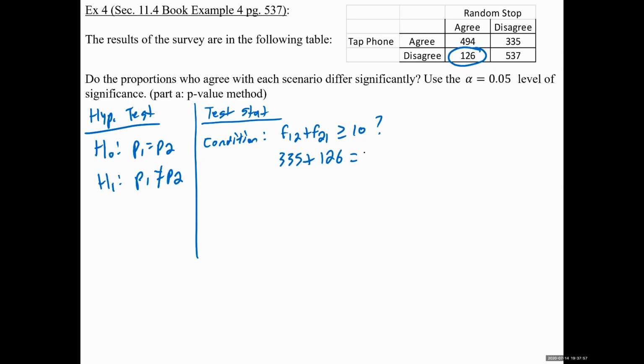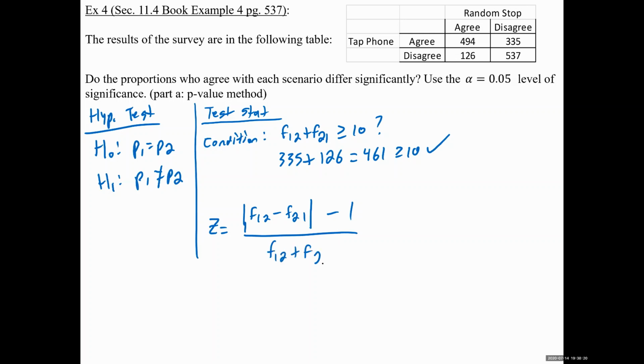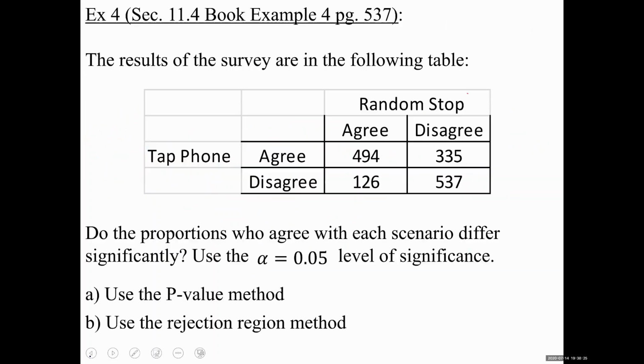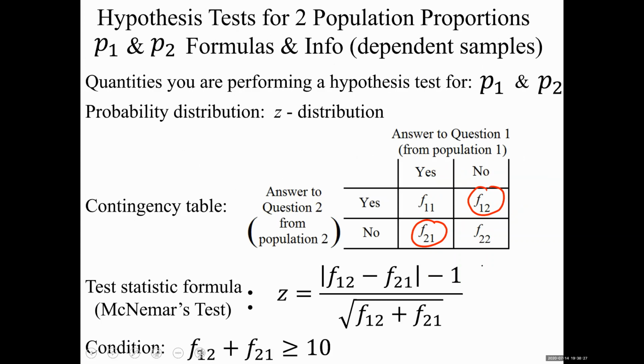It definitely is. What is this? 461. Anyway, definitely greater than 10. Okay, so we check the condition. Then, to find the test statistic, the formula is z equals the absolute value of F12 minus F21 minus 1, all over F12 plus F21. I think there's a square root down here. Let me just double check all that. Make sure we got it right. Okay, so right here. So that's the formula for the test statistic.